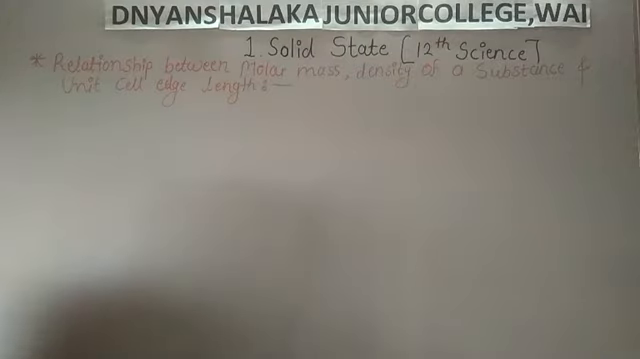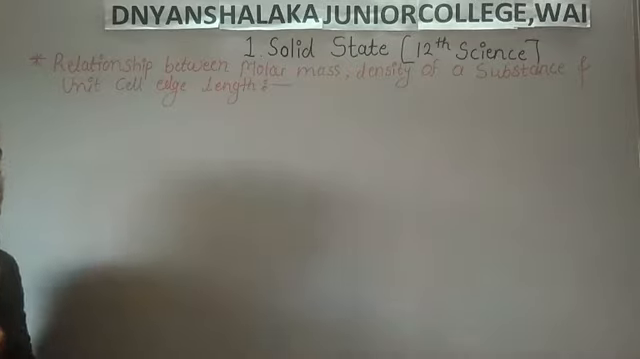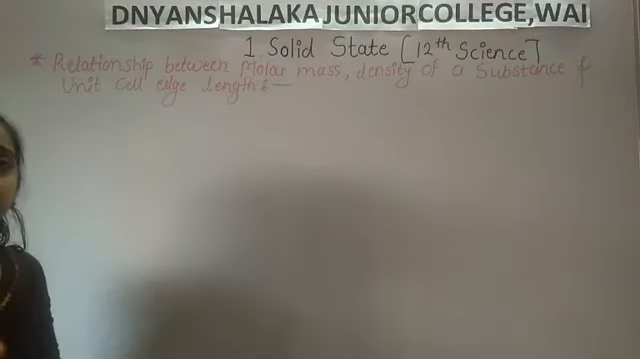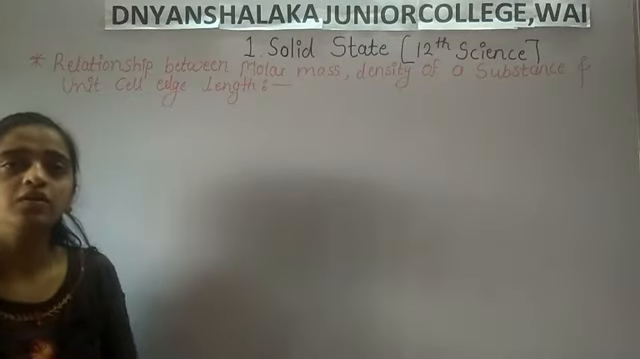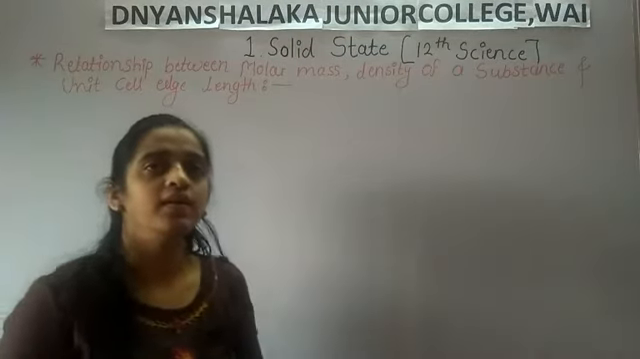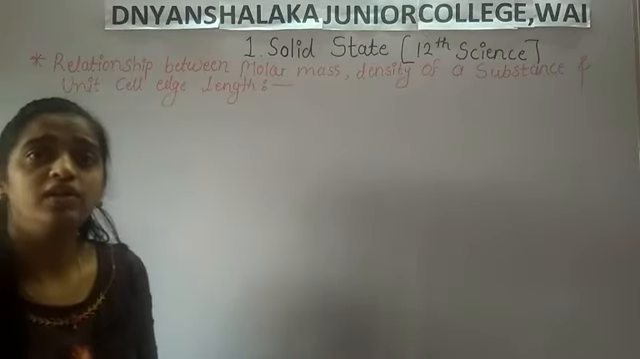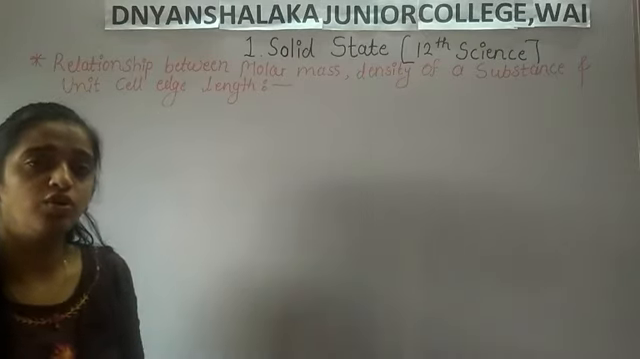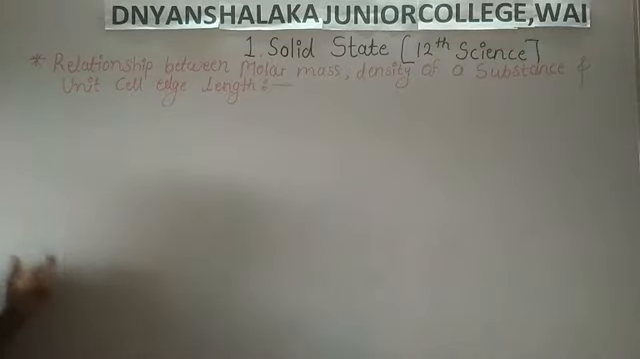Today we discuss the solid state, in particular the relationship between molar mass, density of a substance and unit cell edge length. Last lecture we discussed the packing of constituent particles in one dimension, two dimensions and three dimensions, and also discussed the coordination number in one, two and three dimensions. In this lecture we see the relationship between molar mass, density of a substance and unit cell edge length.